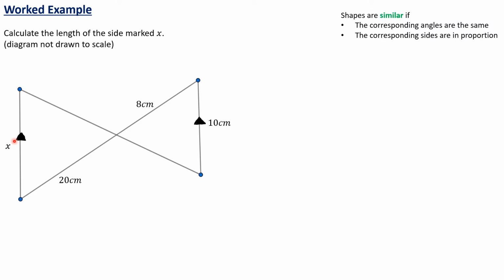Okay, so let's try and use that within our first worked example. You may need to pause the video to copy this down. So we want to calculate the length of the side marked X. The diagram is not drawn to scale. Importantly here, the question doesn't say that these are mathematically similar. So we aren't told for a fact that the corresponding angles are the same. They are actually, but we need to think about why they are to start off with.